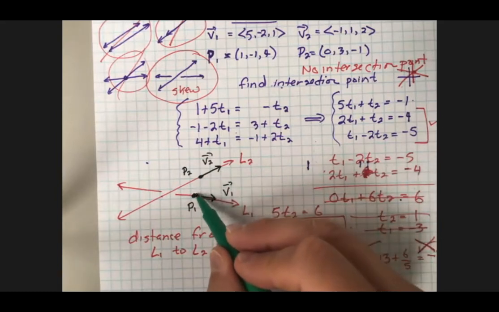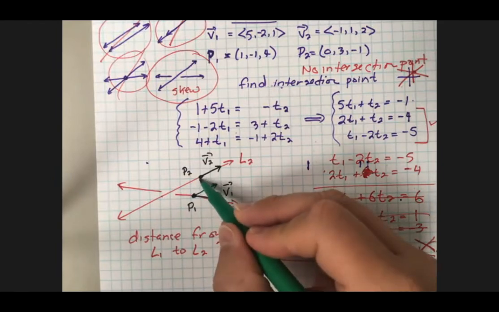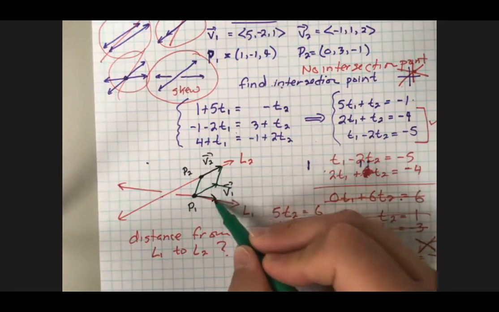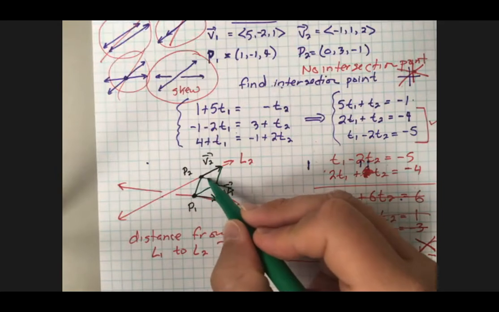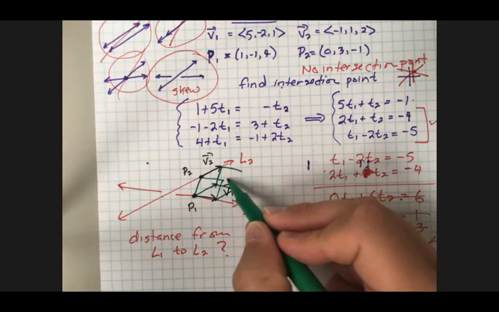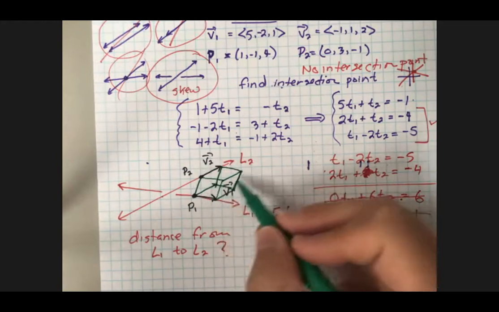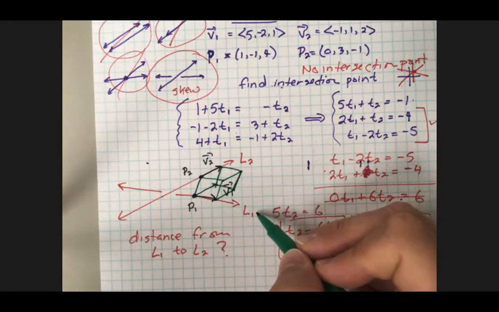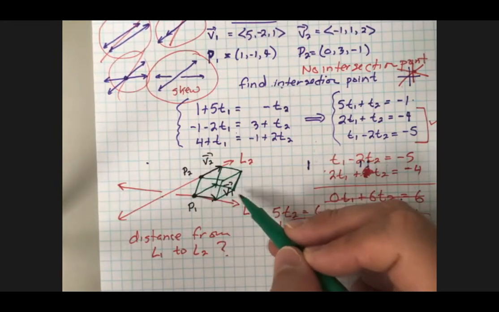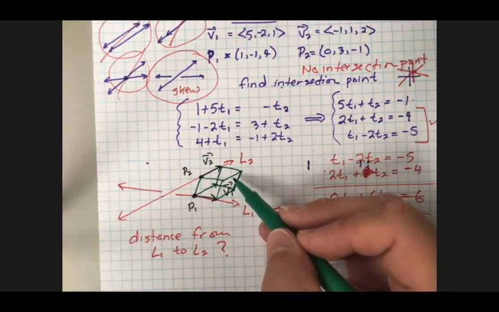Take this vector v2 and translate it down here. Sit it at base 1, and then sketch the parallelogram that connects these 2 lines. In other words, make this crystal, make this parallelogram between line L1 and L2. Do you see that? If I pick base points on the 2 lines and I pick direction vectors for the 2 lines, I naturally can build a crystal, a parallelepiped, between the 2 lines.